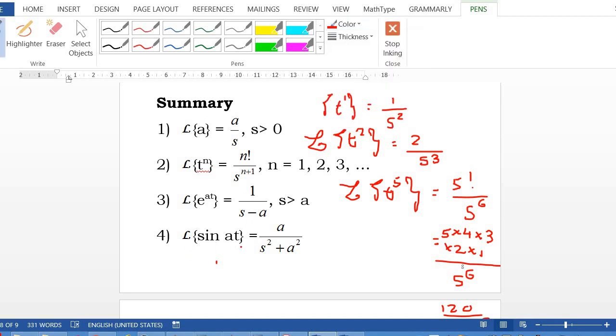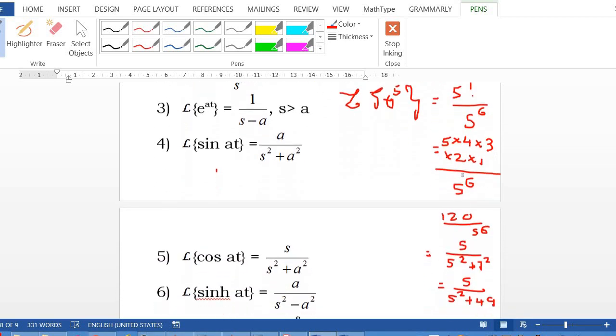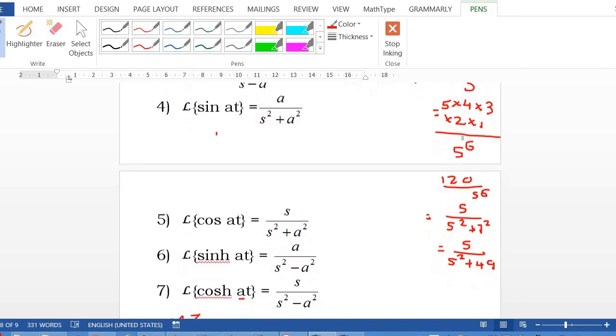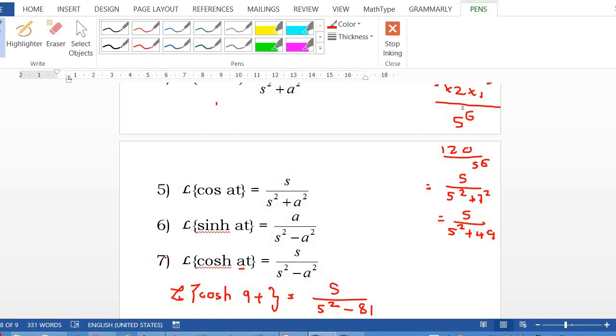Laplace transform for sin at, a over s squared plus a squared. Laplace transform for cos at, s over s squared plus a squared. Laplace transform for hyperbolic sinh at is a over s squared minus a squared. Laplace transform for cosh at, you have s over s squared minus a squared.